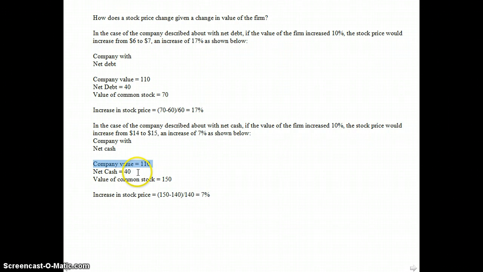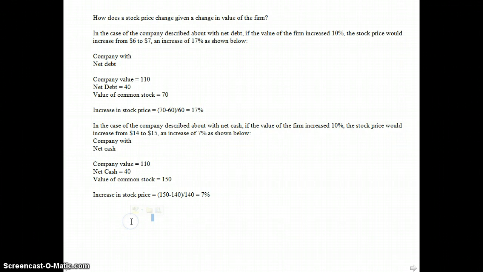Now what about the case where the company has net cash? Company value increases 10%. It's got net cash. The total value of the common stock now is 150. And that's up from 140. And in this case, the value of the business increased 10%, but the share price only increased 7%. And the difference is, the reason that change isn't 10% is the cash portion didn't become more valuable. This $40 million piece is still worth $40 million, even though the business itself increased by 10%.